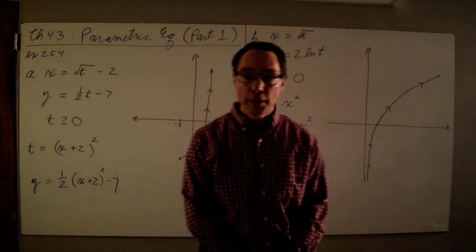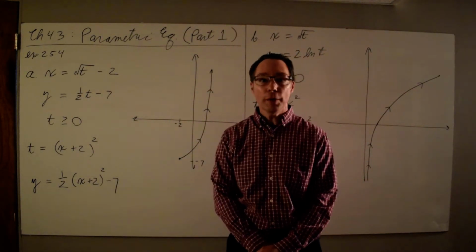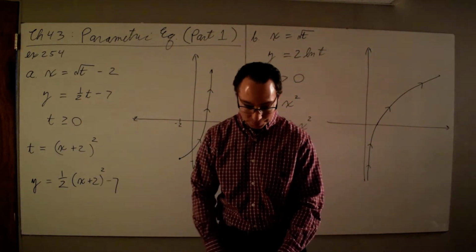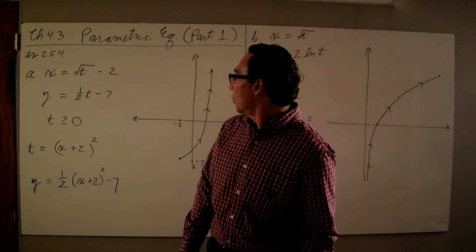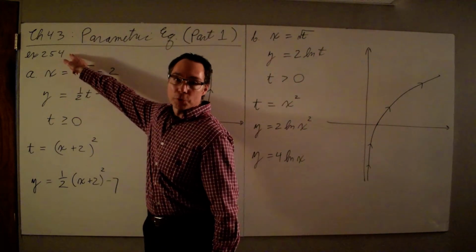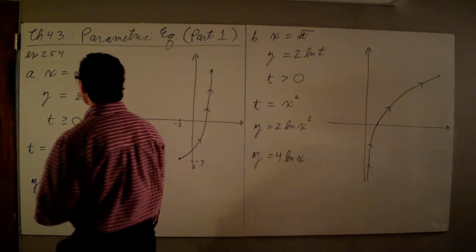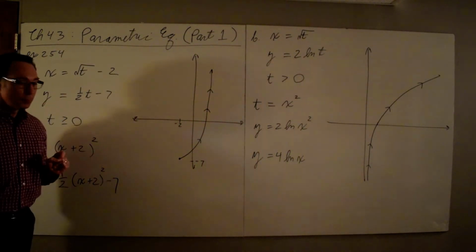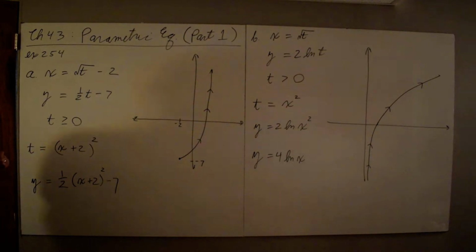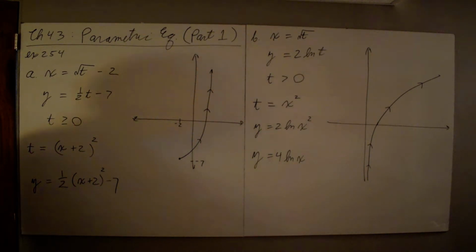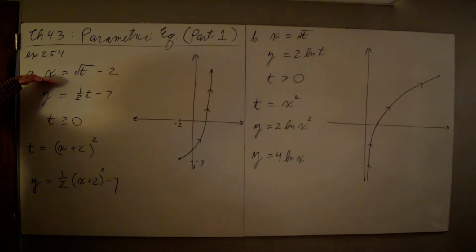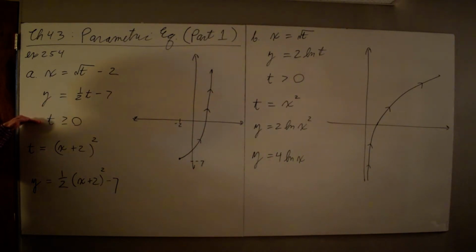This is the first video on Chapter 43, Parametric Equations. So we're going to do the first two parts of example 254. And the directions were to eliminate the parameter and sketch the curve. And so the parametric equations that were given: x is the square root of t minus 2, y is 1/2 t minus 7, and our parameter t is greater than or equal to 0.